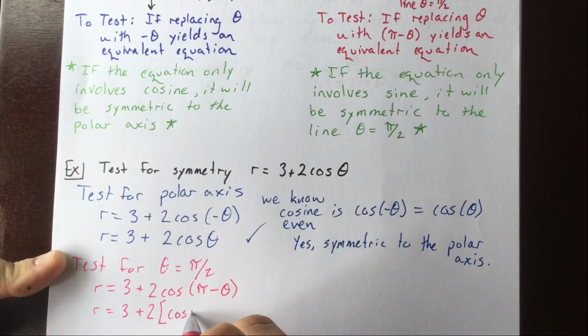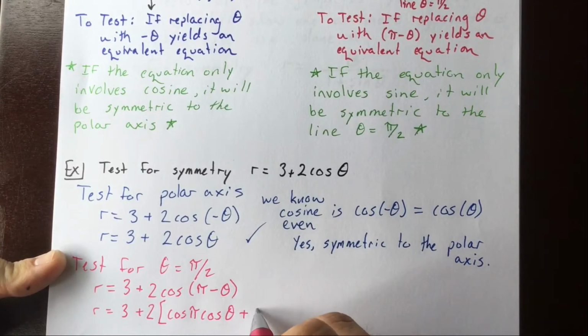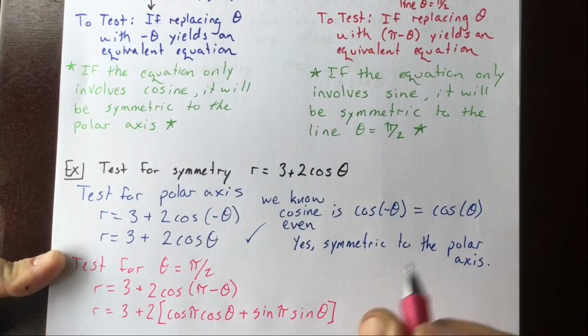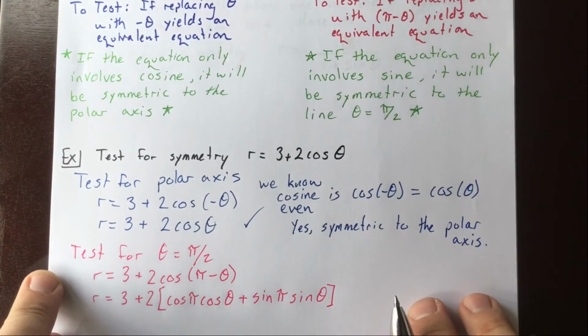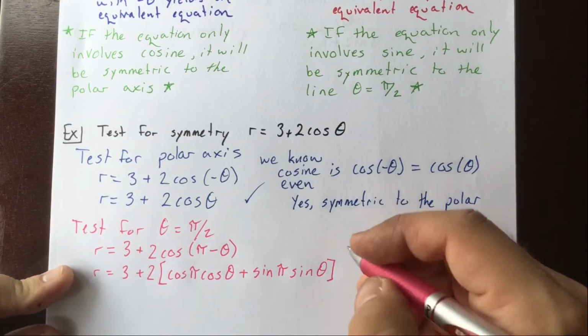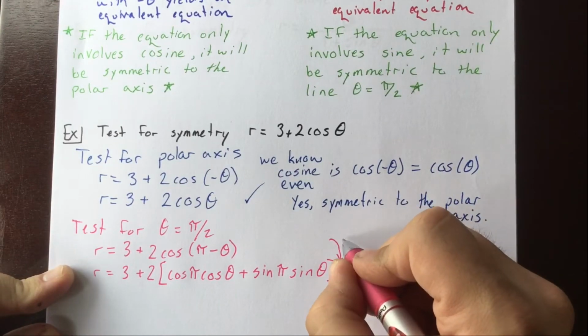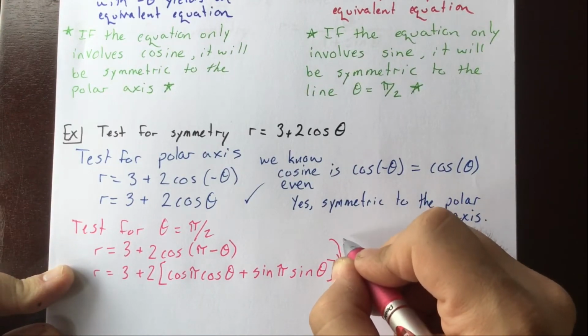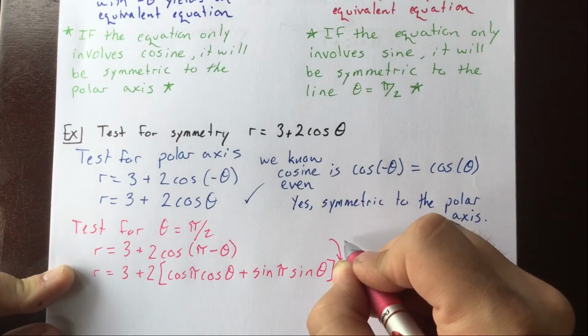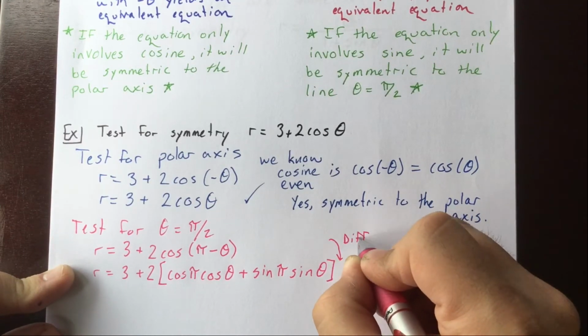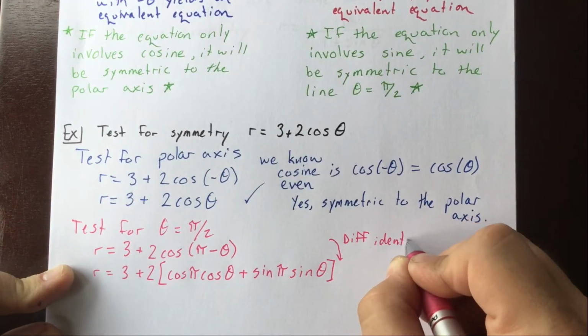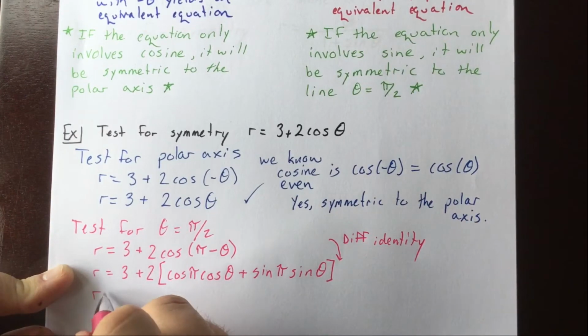So cosine pi, cosine theta. If I'm subtracting, in the identity it's opposite. And then sine, sine. All right, and then now it's just a matter of simplifying. I'll put a little note here. We did the difference identity. Okay, now we just simplify.